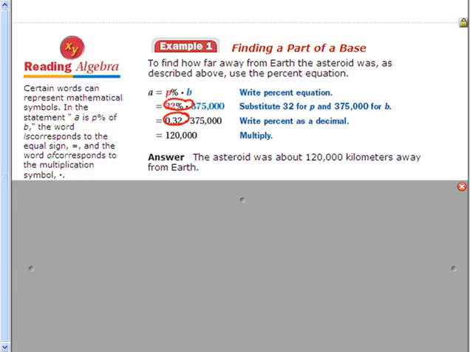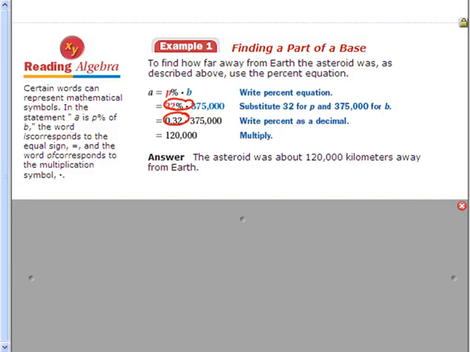I wanted to call your attention briefly to the information on the side where it says reading algebra right over here. This is an important thing to keep in mind. We know that certain words can represent mathematical symbols. In the statement A is P% of B, the word is corresponds to the equal sign, and the word of corresponds to the multiplication symbol.